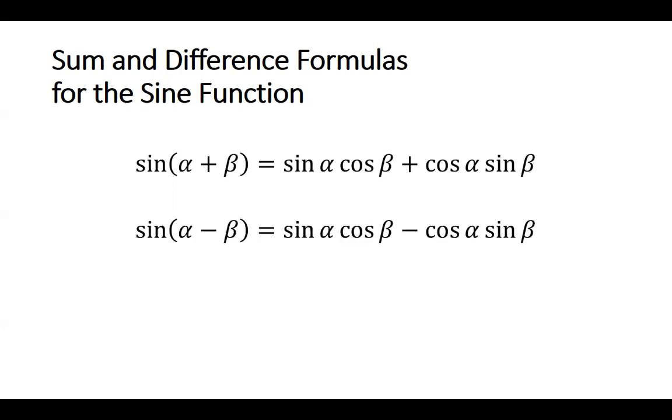And then with subtraction, this one does matter. Sine alpha minus beta is equal to sine alpha cosine beta minus cosine alpha sine beta.